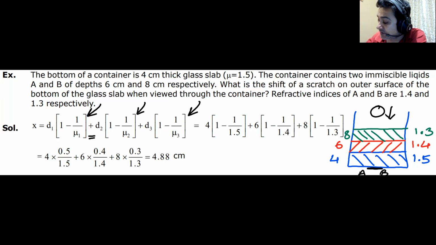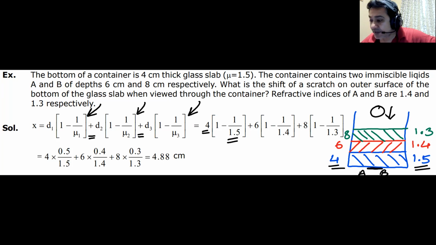I've added all these three because all these three shifts will be towards the slab. Yes or no? Yes, sir. I just put the values, I get the answer, and I stay happy. D1, this is D1, this is 4.